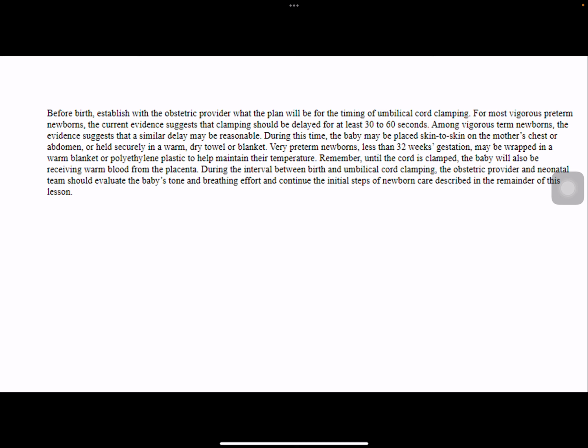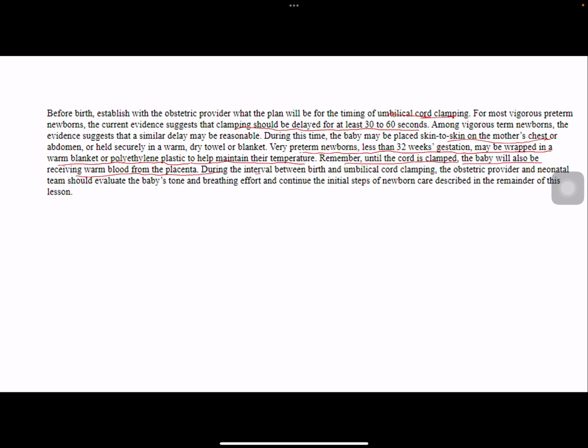Before birth, establish with the obstetric provider the plan for timing of umbilical cord clamping. For most vigorous preterm newborns, the current evidence suggests that clamping should be delayed for at least 30 to 60 seconds. Among vigorous term newborns, the evidence suggests that a similar delay may be reasonable. During this time, the baby may be placed skin to skin on the mother's chest or abdomen, or held securely in a warm, dry towel or blanket. Very preterm newborns, less than 32 weeks, may be wrapped in a warm blanket or polyethylene plastic to help maintain their temperature. Remember, until the cord is clamped, the baby will also be receiving warm blood from the placenta.